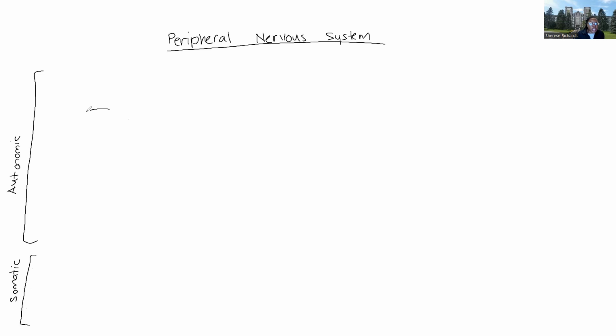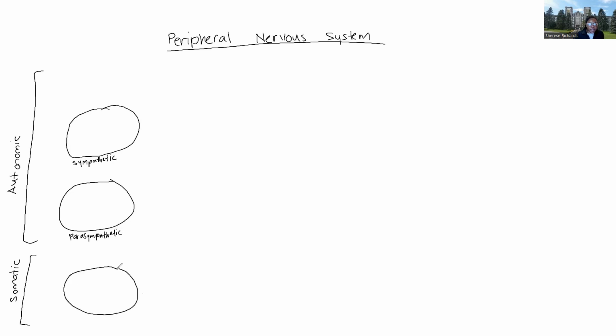So let's look at a cross-section of the spinal cord relevant to each of these areas. So here is sympathetic. Here is parasympathetic. And then here is somatic.